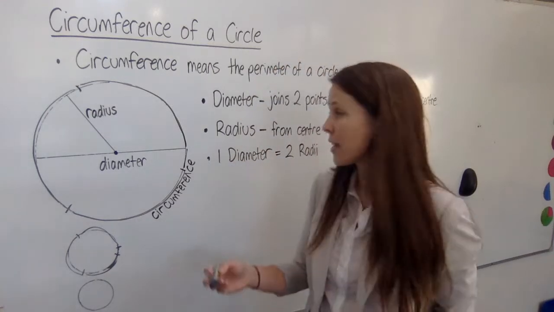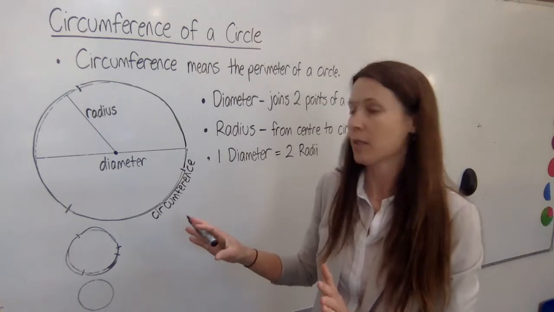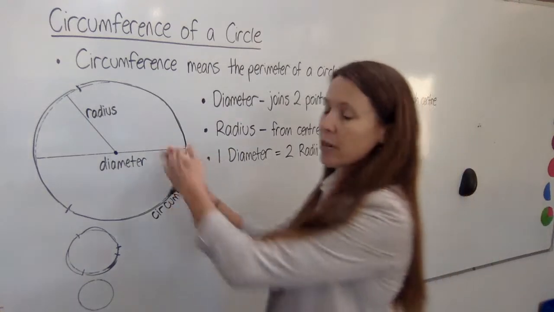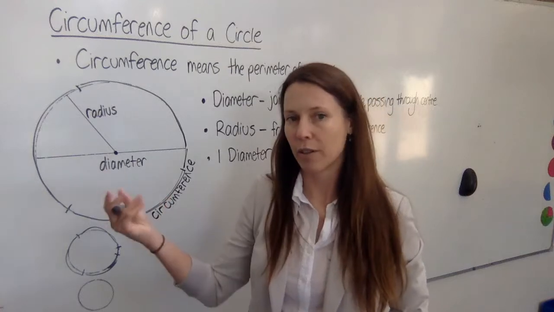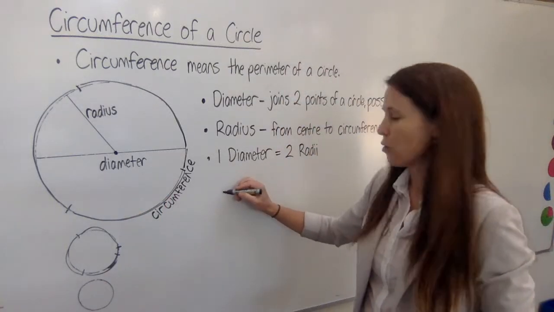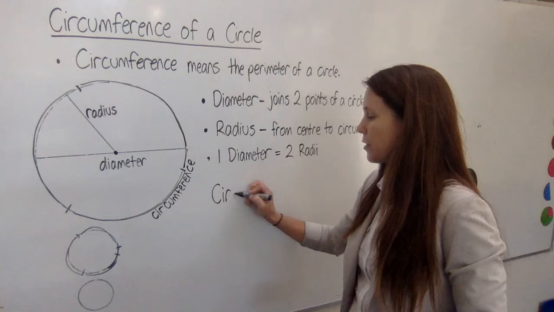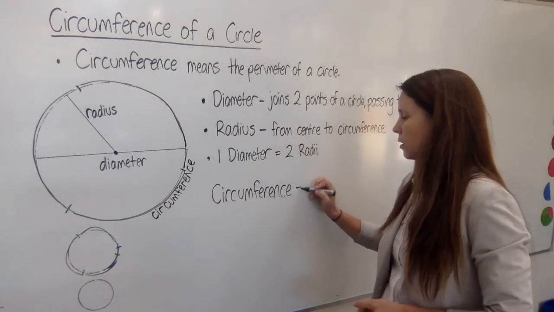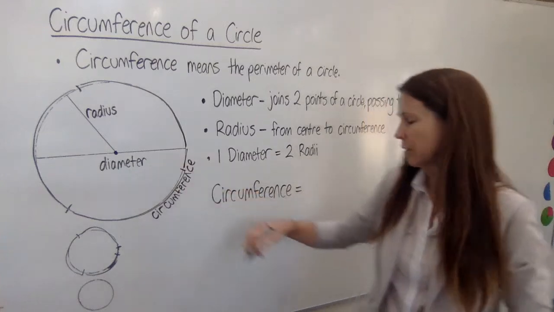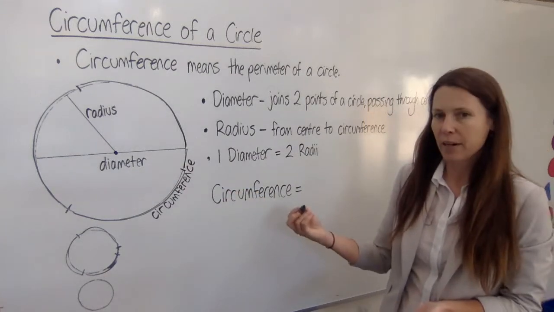Now, this happens no matter how big your circle is, because the bigger the circle is, the bigger its diameter is, and the circumference is going to stay in the same proportion to the diameter. So we can write down our formula here and say that circumference equals the diameter times 3 and a bit.